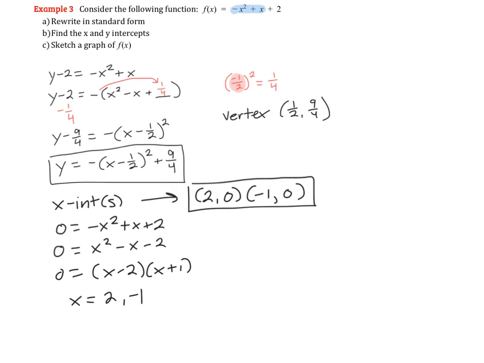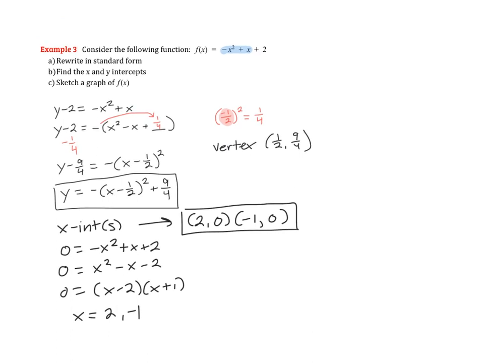To find my y-intercept, let's look back at the original problem. If I set x equal to 0, I can see that my y-intercept is (0, 2). And now we have all the information we need to get a nice, accurate sketch.